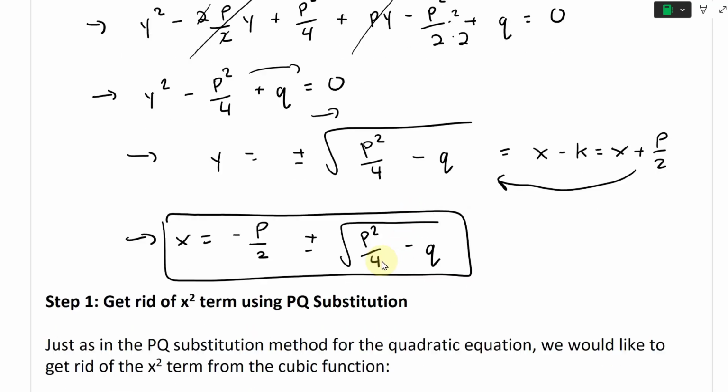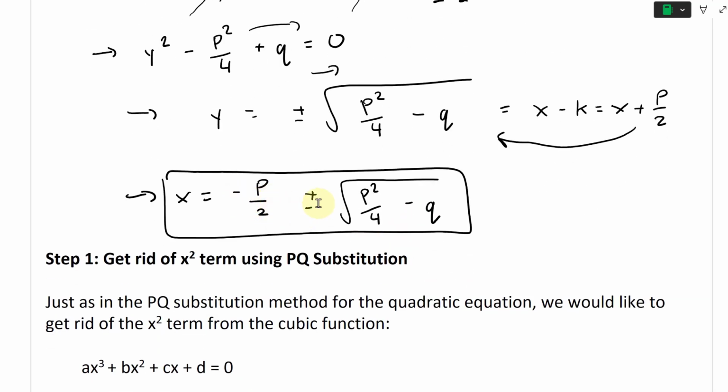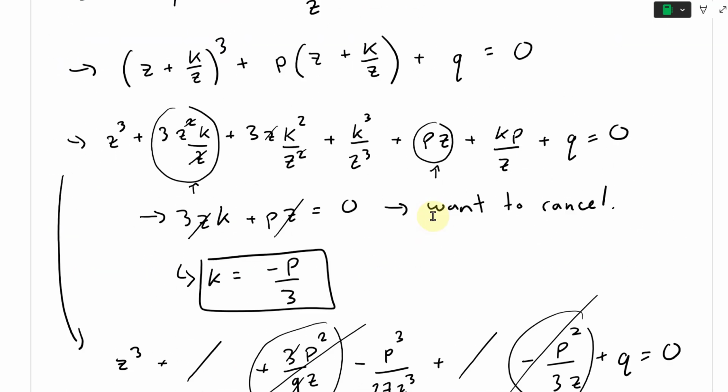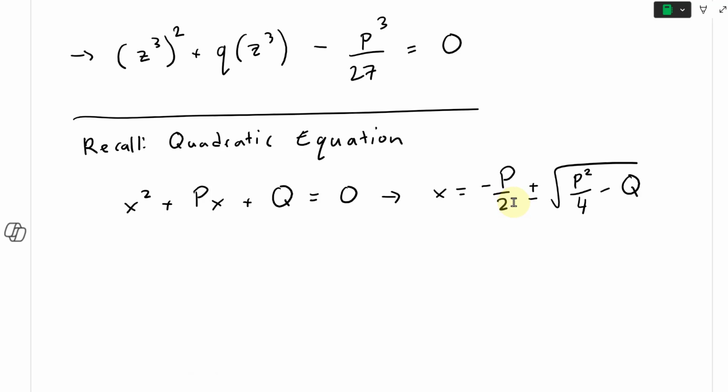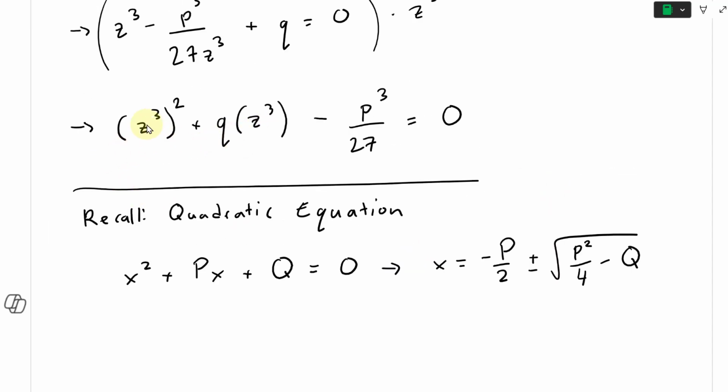Here, so quickly scroll up, and again, yeah, negative p over 2 plus or minus square root of p squared divided by 4 minus q. Again, just to double check that. That's the exact one. Negative p over 2 plus or minus square root, and then p squared divided by 4 minus q. So we get that, and now if we look at this right here, this is exactly it. Now this one's going to be our x, z cubed is going to be our x, and then the q is going to be our p.